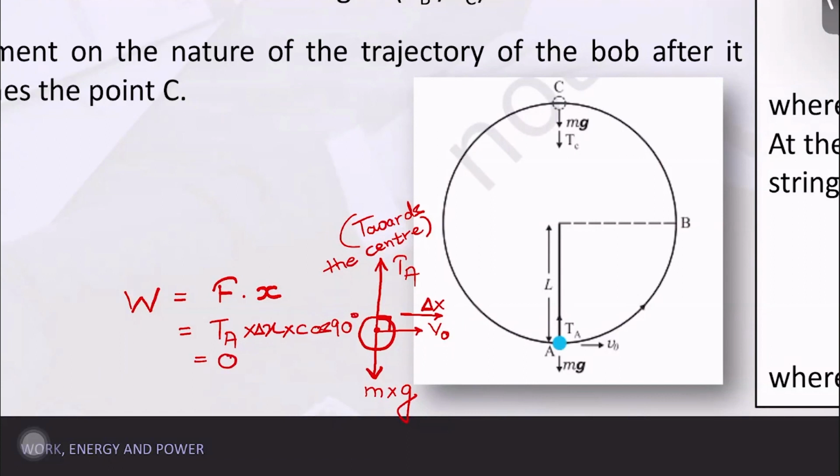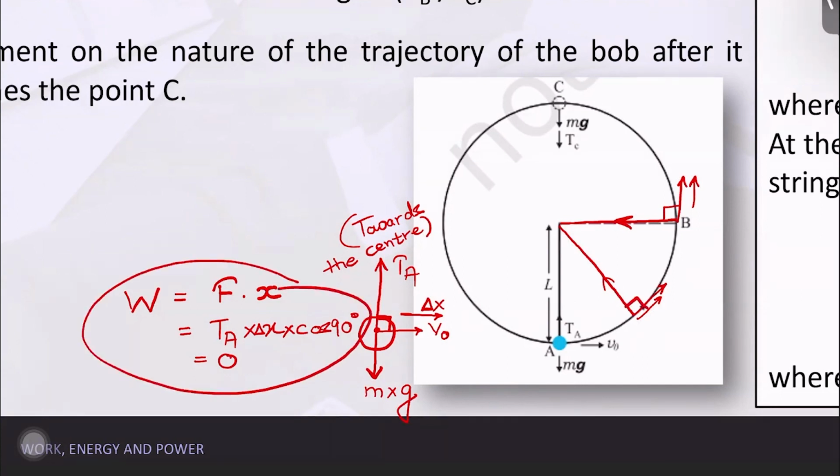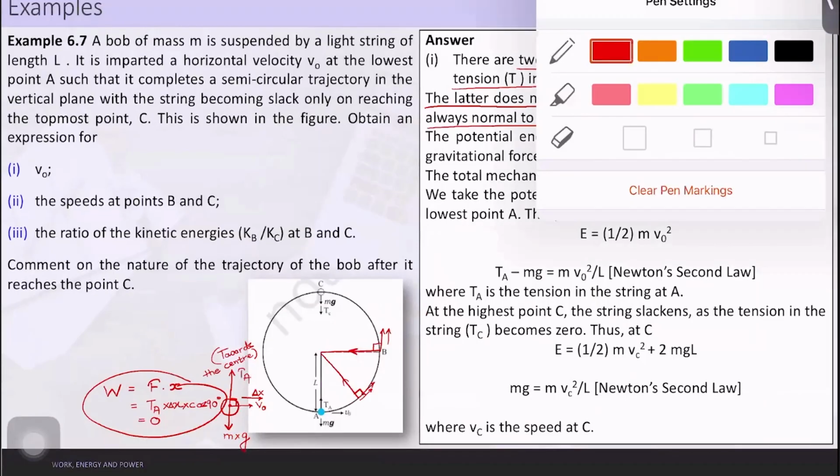Now take any location. Let us take this location. The tension force is like this. The velocity is tangential and the displacement is also tangential. Take this location also. The tension force is like this. The velocity is like this and the displacement is also like this. So at each and every location, the direction of displacement is always perpendicular to tension. Therefore, the work done due to tensile force will be equal to 0. Hence, the only work done is due to gravity. I hope you understand this.